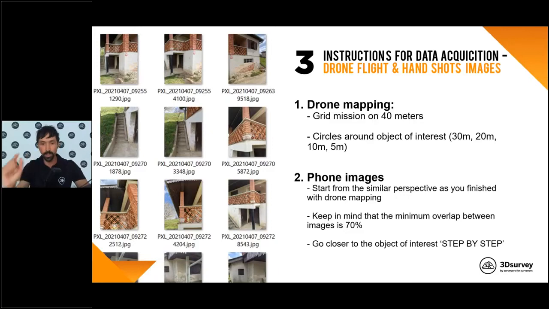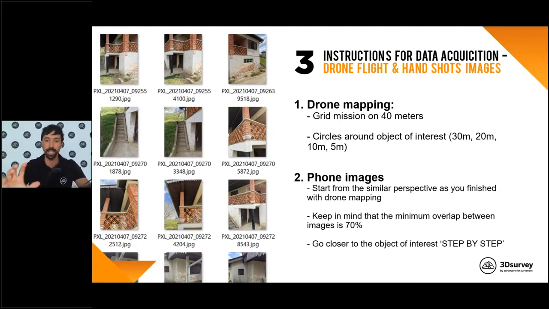And keep in mind also, when you are triggering images with the phone, you need to have good overlap between images. So every detail needs to be in at least 4 or 5 images. So minimum overlap is 70%. And if you go closer to some objects, go step by step. So if you are 10 meters away from the building, don't go directly to 1 meter, go from 10 meters to 5 meters to 3 meters to 1 meter.